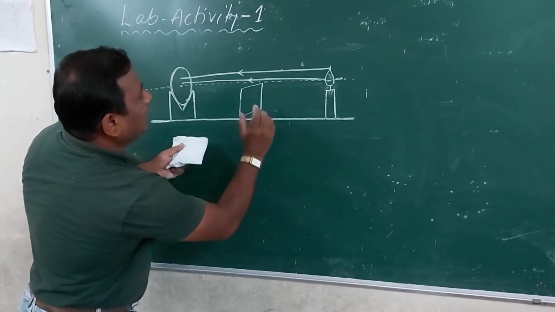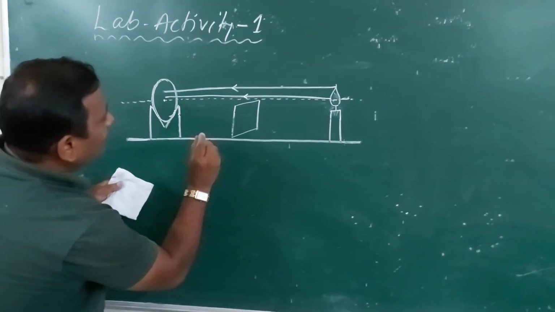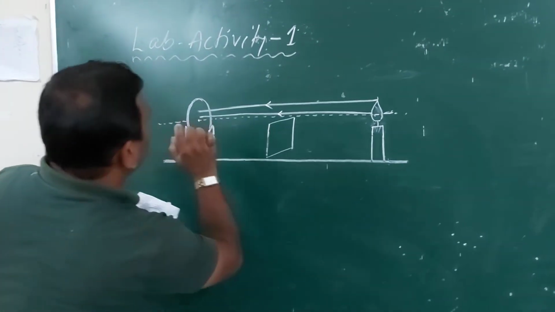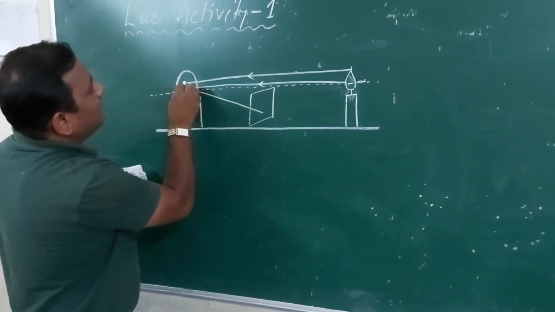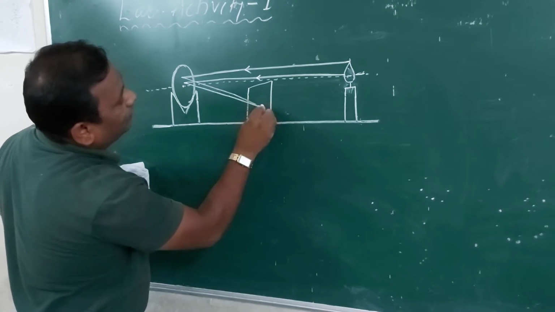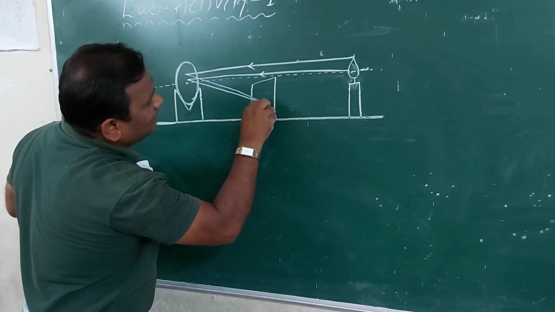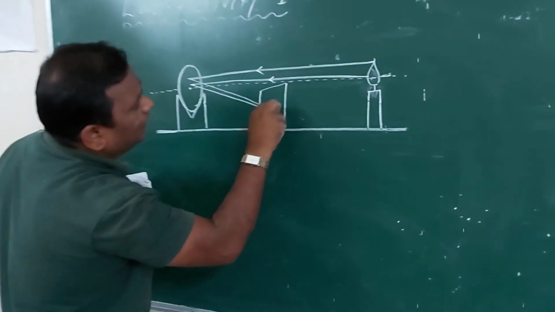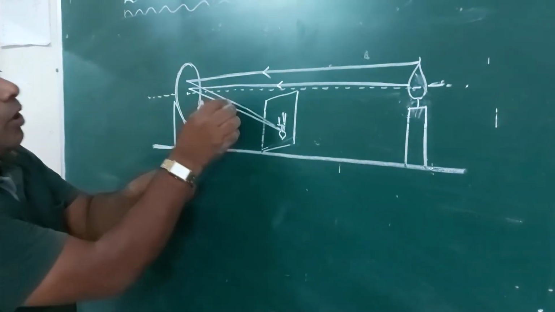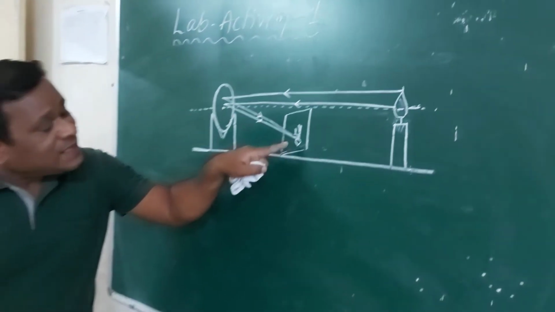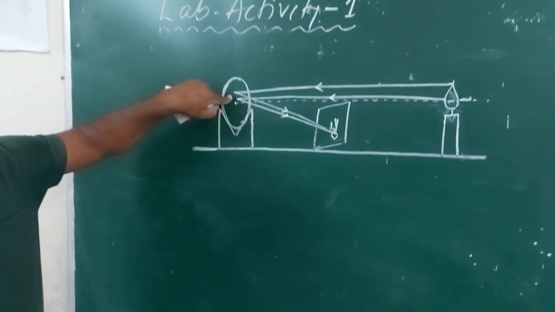And where you are getting a small-sized and inverted image, then you think that this is the focus of this mirror, right? Suppose the reflected light ray falls here, and another reflected light ray falls here. Here is the formation of the image. That image is inverted and small in size. Then this is the pole, and this is the focus of the mirror.